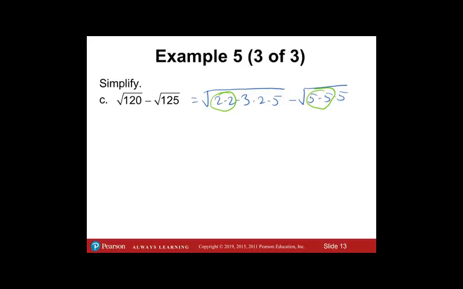I was hoping it would go a little further, but maybe it won't. So this is going to be square root of 4 becomes 2 times the square root of 30 minus 5 times the square root of 5. So I think that's as far as we can go there. These are unlike radicals.